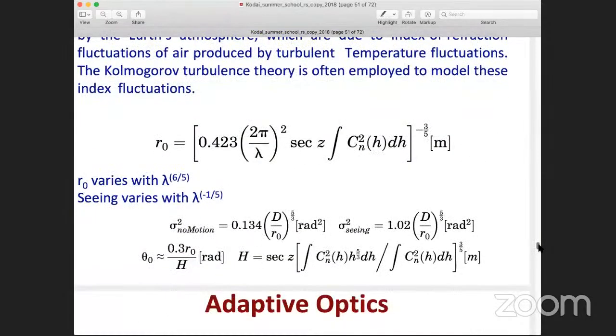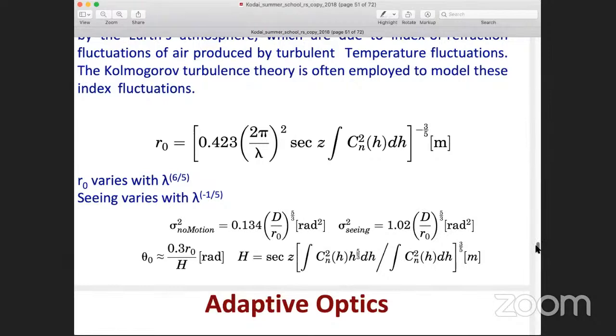At higher wavelength R0 will be larger, and at smaller wavelength R0 will be smaller. A larger R0 means we have good seeing, and we are closer to the actual resolution. A smaller R0 would mean we are limited by the seeing, and we are away from the actual resolution. The ideal case would be when R0 is equal to D, then we get very good imaging.